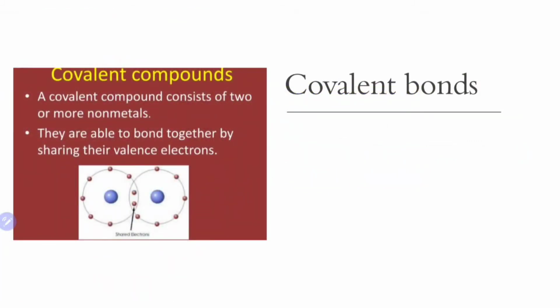A covalent bond consists of 2 or more non-metals. They are able to bond together by sharing their valence electrons. Here notice for covalent there is overlap between 2 atoms because they share their electrons together.